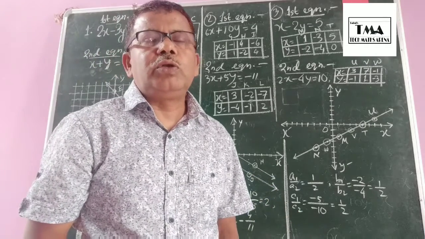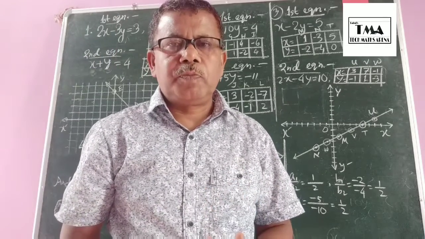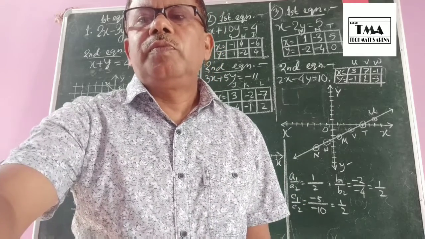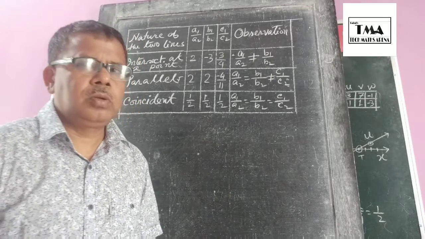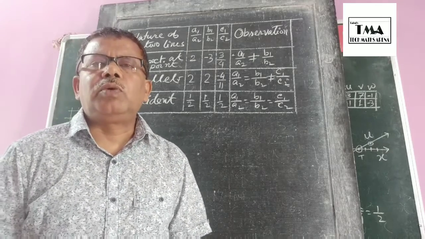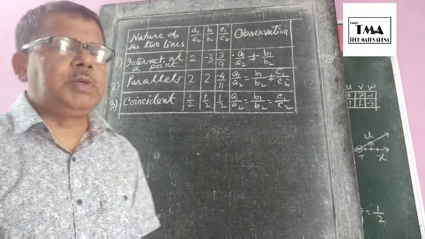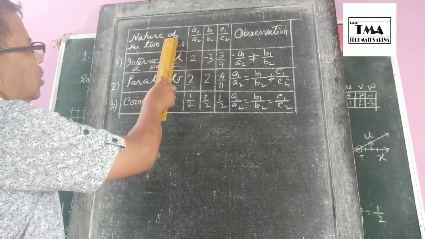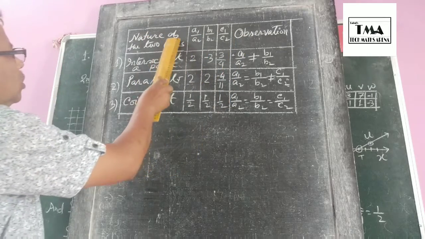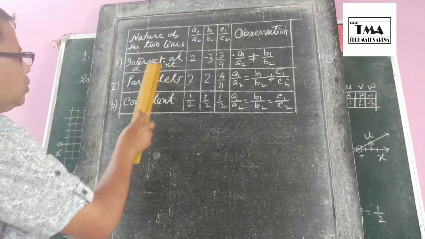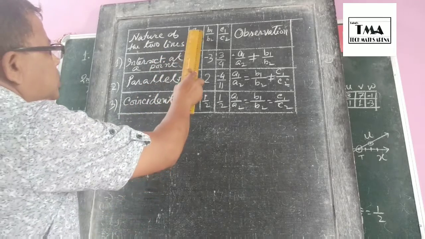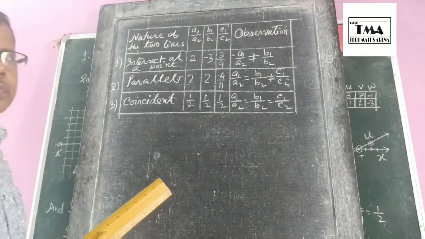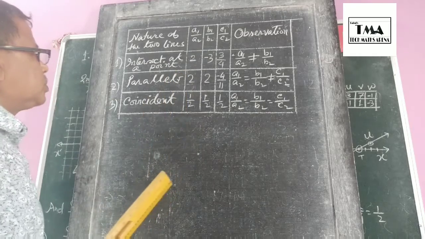Okay, now we are going to make a chart of what we have got today. Now we will see our observation from this activity. Here I have taken 5 columns: nature of two lines, whether they intersect at a point, parallel or coincident, and the 3 ratios a1 by a2, b1 by b2, c1 by c2, and then the observation, the relation of these 3 ratios.